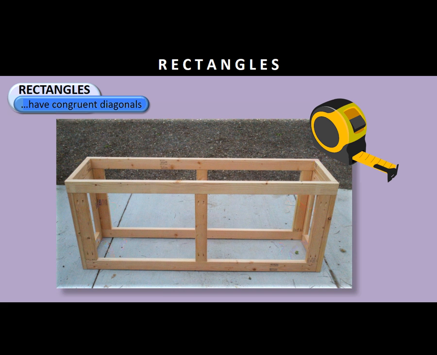And we know that if it's a rectangle, the diagonals are congruent. So we measure the diagonals. We measure this diagonal, and then we measure this diagonal. If they're the same, then it's a rectangle, and therefore all our angles are 90. If they're not the same, then the angles are not 90. It has to be that way. So a quick and easy way to determine if you've got right angles in a shape is to measure the diagonals.